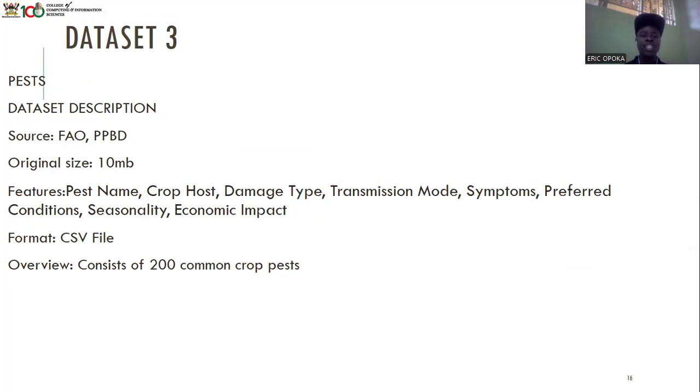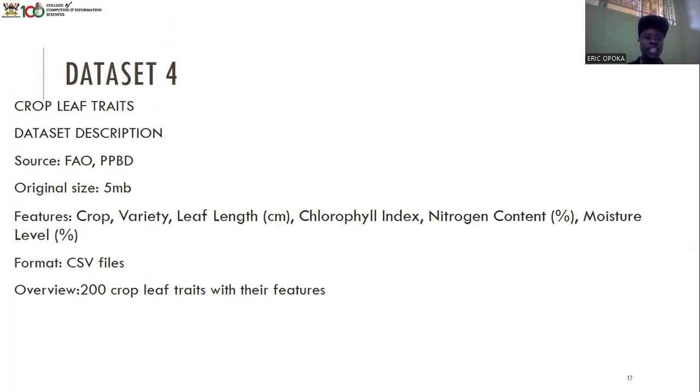So data set 3 was for pests, which we got in the same way we got the pesticide one. It had those features. It was in the format of a CSV file, consisting of 200 crop pests. So next we had the crop leaf traits. That's the crop variety and the rest. It was also a CSV file. The features are those. It also consists of 200 leaf traits with their features.